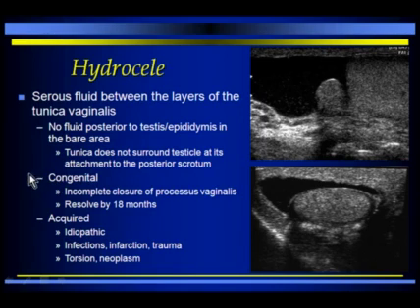Okay? Congenital hydroceles may be related to incomplete closure of the processus vaginalis. So there's fluid coming down through the inguinal canal. Usually these resolve by 18 months. Acquired hydroceles are most commonly idiopathic, but they can be associated with infections, infarctions, and trauma. And obviously if there's a mass in the testicle or mass in the scrotum, you need to worry about that as a cause of hydrocele. And testicular torsion also can be associated with fluid, as in hydrocele.